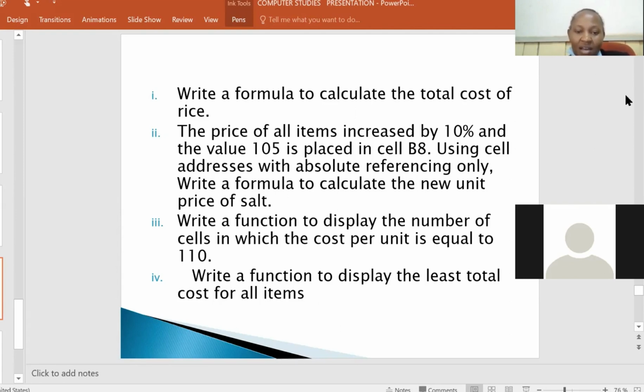Like this one, write a function to display the number of cells in which the cost per unit is equal to 110. So at that point, you write the function. Then write a function to display the least total cost for all the items. So at this point, it's now when you are going to use the minimum function. So at that point, you should also be able to write all your functions and all your formulas correctly.